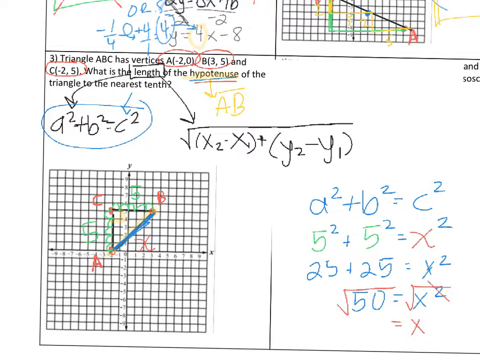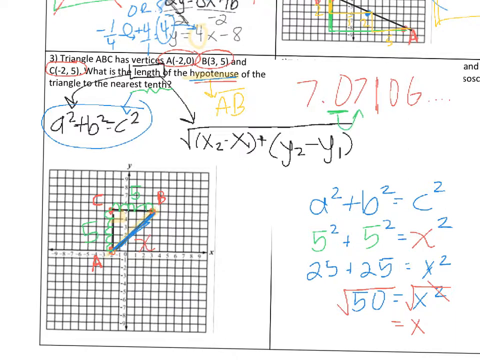And the answer I see on my calculator is something like 7.071, and it keeps going. Since 50 is not a perfect square, the square root of 50 is an irrational number. I remember that in the question it said to the nearest tenth, which is 1 decimal place away from the decimal point. I find my number that I want, I look next door.